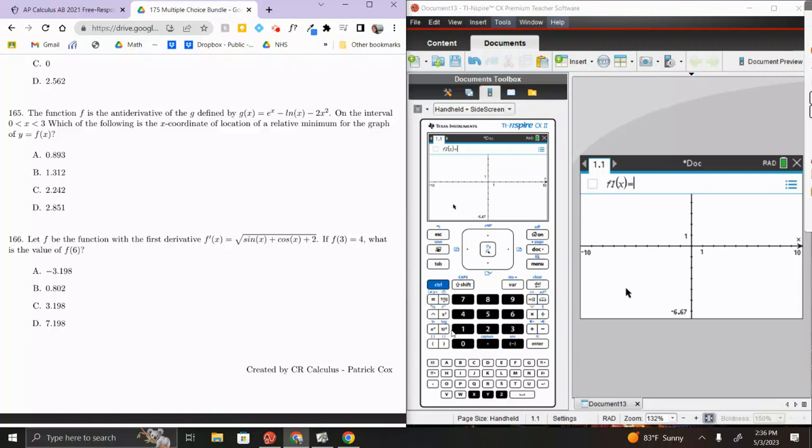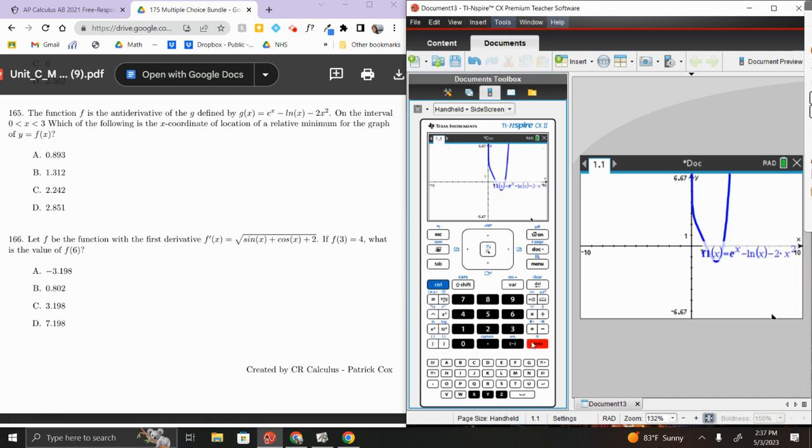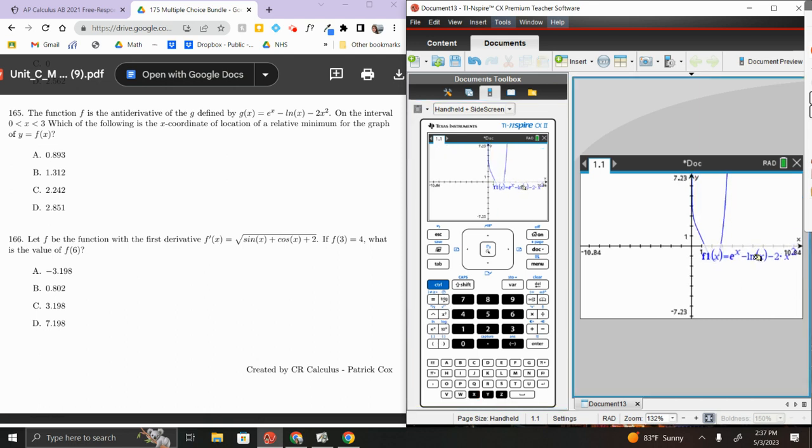All right, now here's 165. This time they give us g of x, and they want to know where it has a relative minimum. Notice this is not a derivative or anything, so let's just plug that in the graph. It's going to look like a relative minimum. So there's our graph. We just need to find that minimum point.